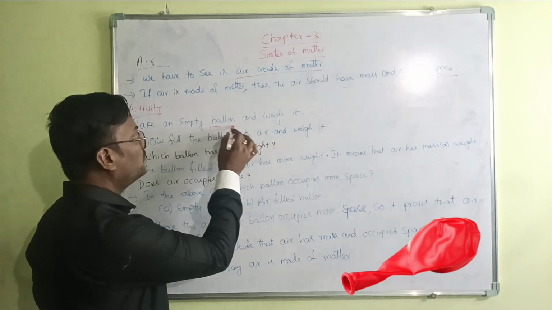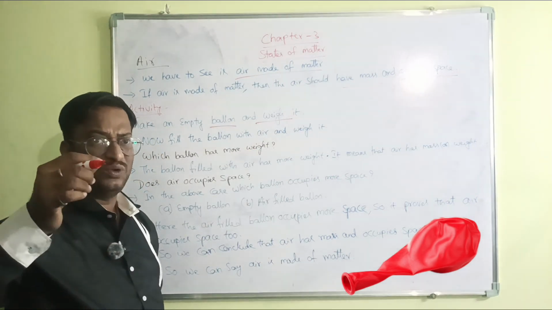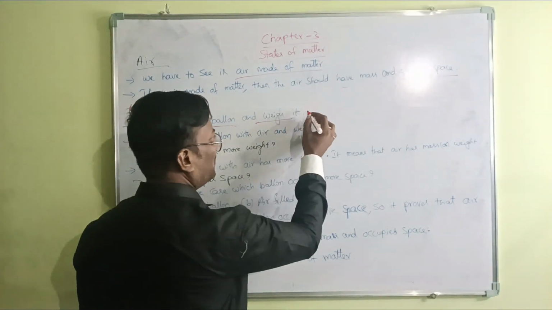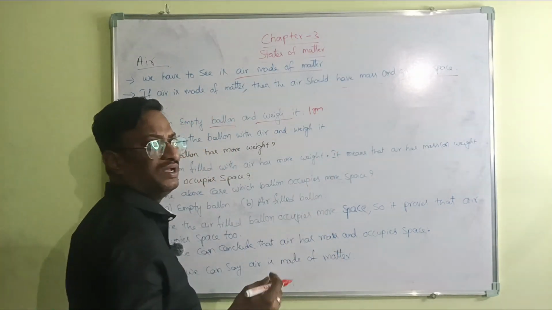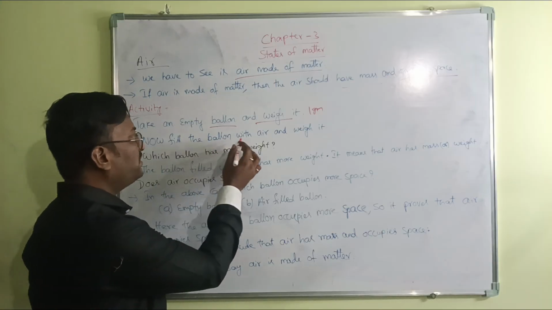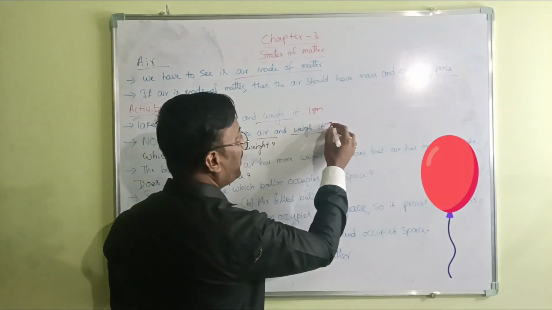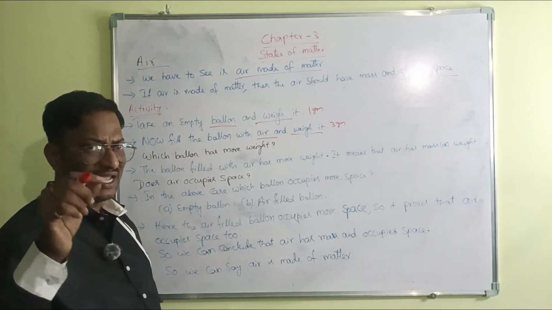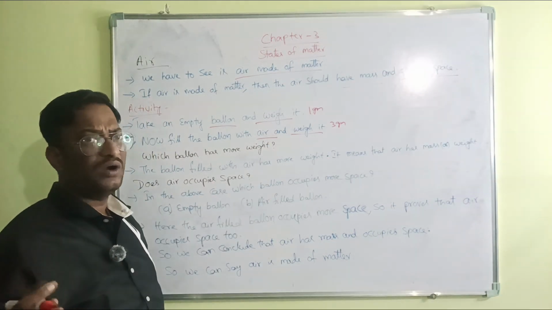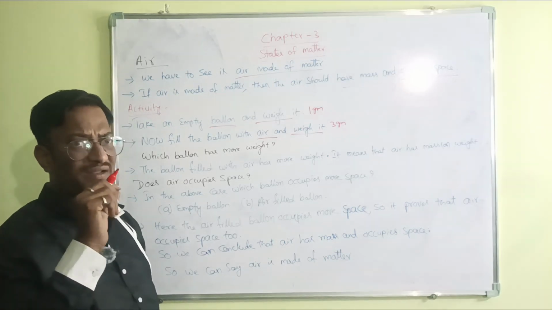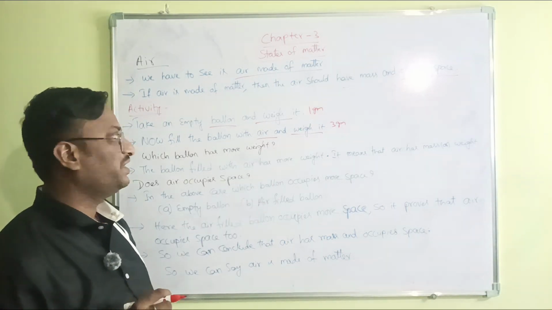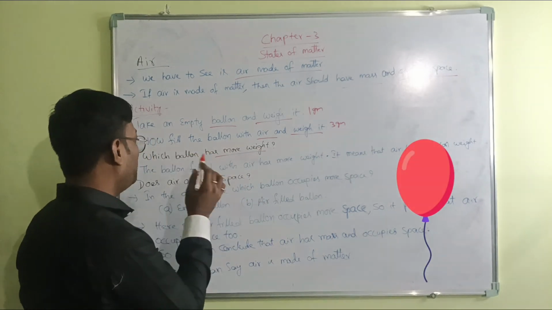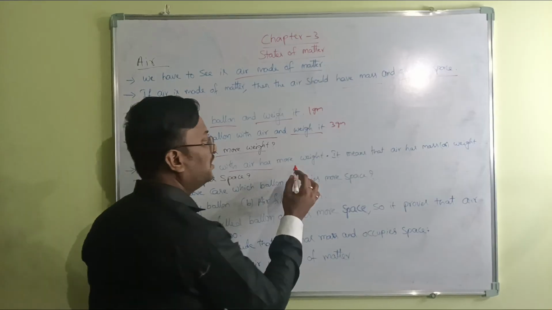Take an empty balloon and weigh it. It may be around 1 gram. Now fill the balloon with air and weigh it. It may be around 3 grams. So first we take an empty balloon and weigh it, then we fill it with air and again weigh it. Which balloon has more weight? Definitely the air filled balloon. The balloon filled with air has more weight.